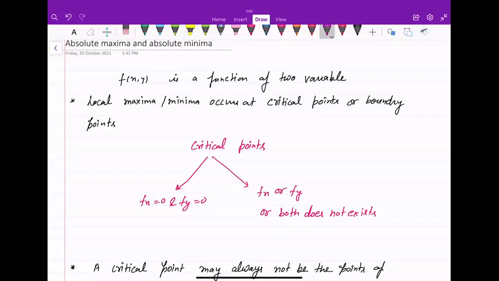So in the previous class, we discussed local maxima and local minima. If f is a function of two variables, then local maxima and local minima occur at the critical points or the boundary points.